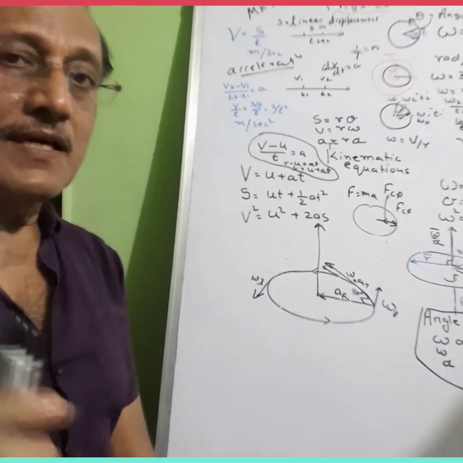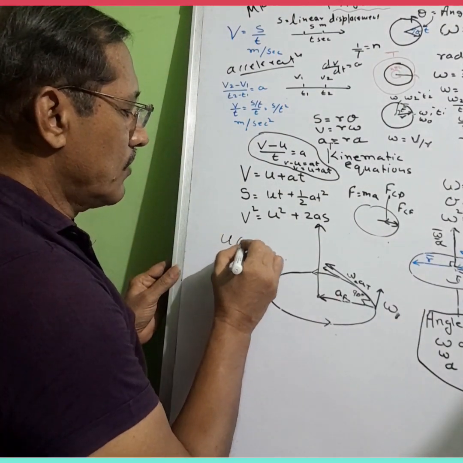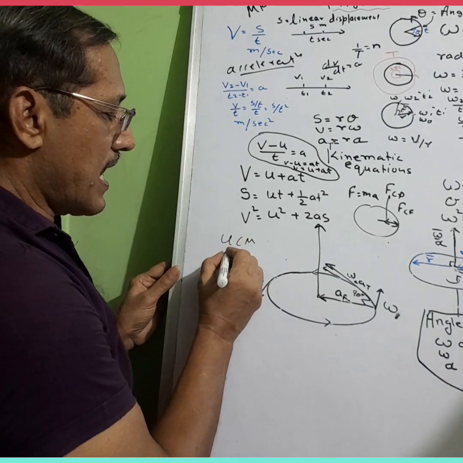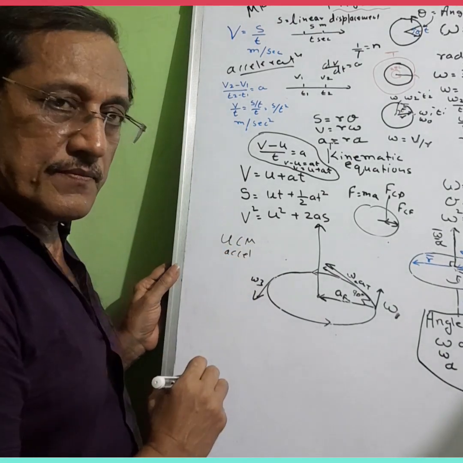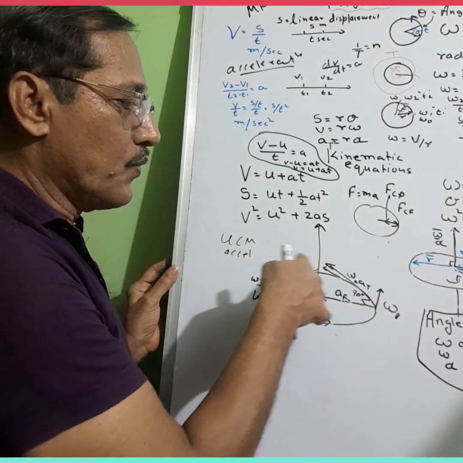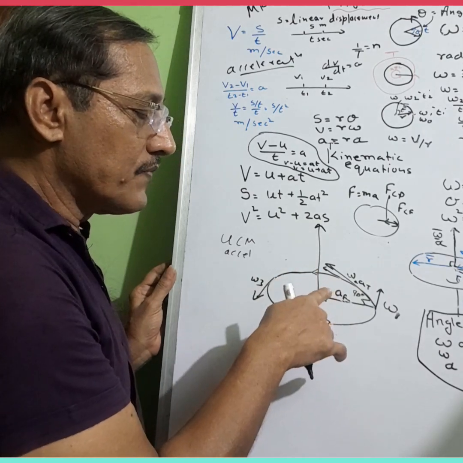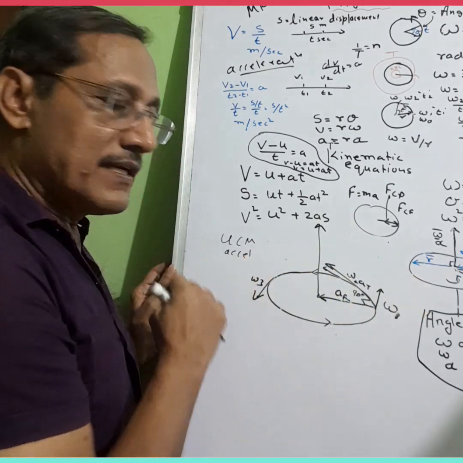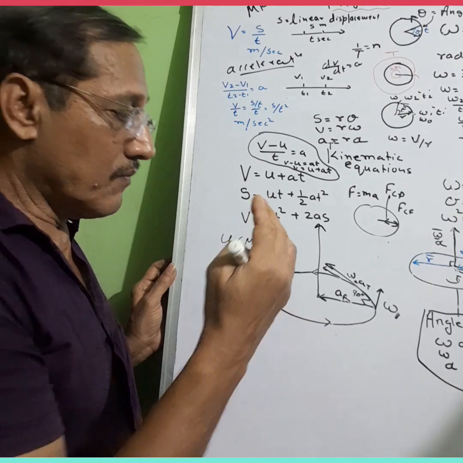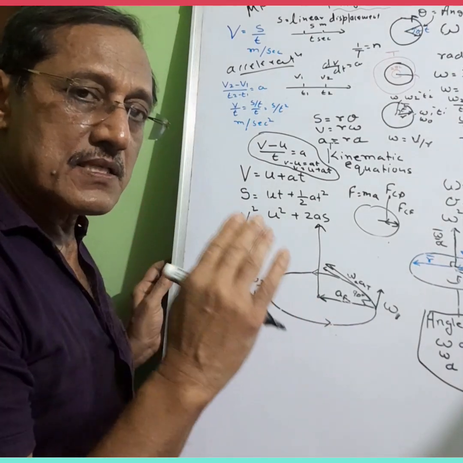One of the questions normally asked is: uniform circular motion is accelerated motion, how do you say so? Now we see that the angular velocity is uniform, but still it's an accelerated motion. Why? In order to understand that, we have got to go to scalars and vectors.